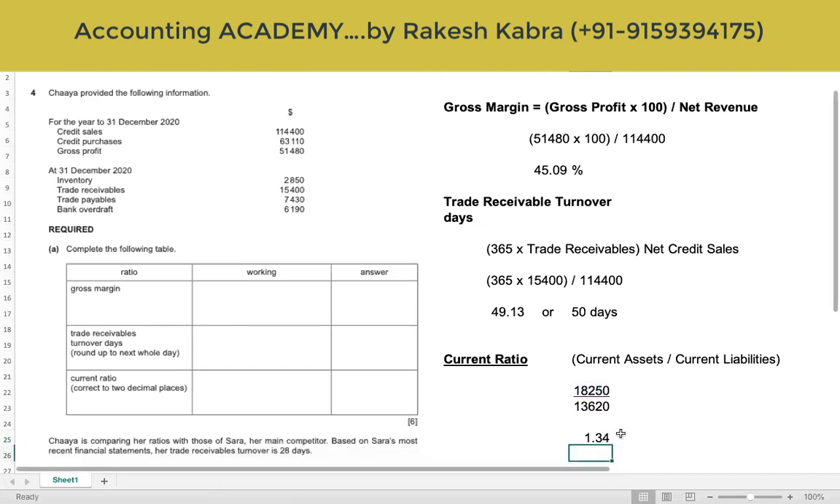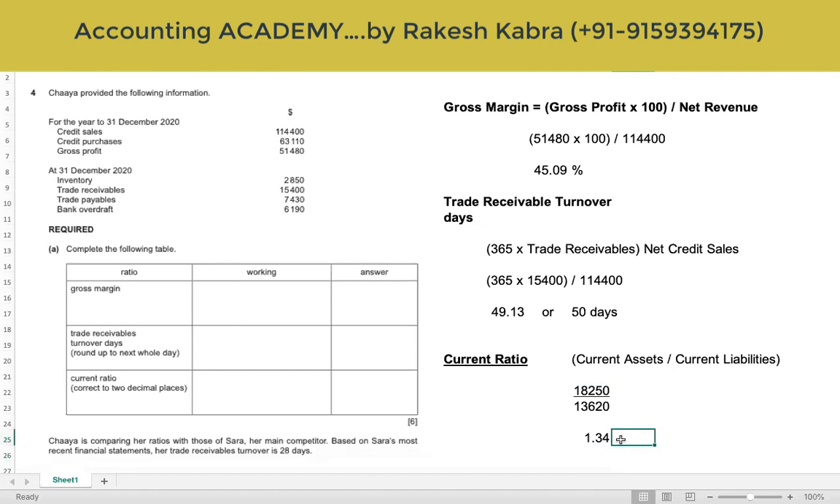So it is coming 1.34, and we have to show in this traditional format, 1.34 to 1. Got it? It means for each $1 of current liability, I have $1.34 of current assets. So this is the answer. Got it?